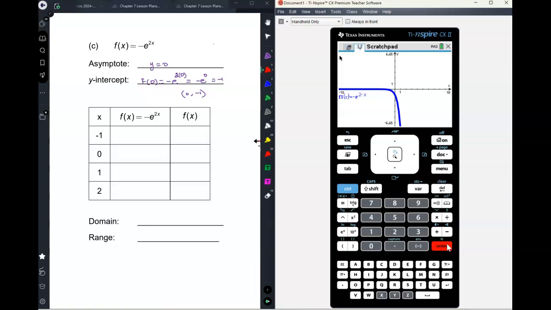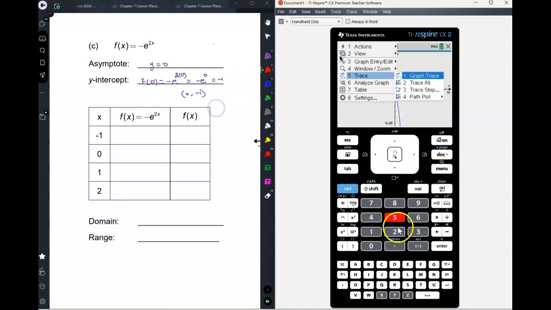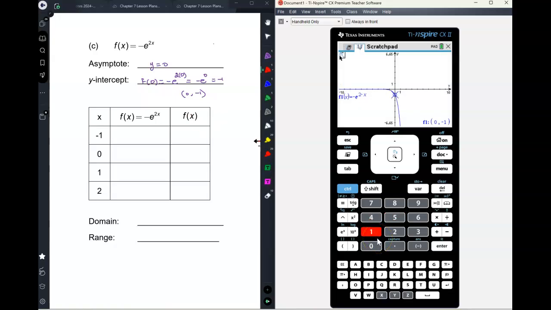So at negative 1, all right, so there are 2 ways to do this. One way is by trace. Menu, 5 for trace, 1 graph trace. And here, okay, I can type in negative 1, and you see here at negative 1, it's negative 0.1. At 0, negative 1, we knew that already. At x equals 1, negative 7.39. At x equals 2, oh, wait, negative 54.6. Okay, I really don't want that one, okay?